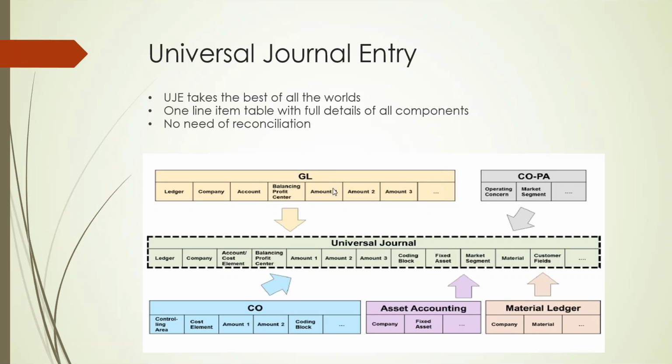Whatever was saved in the tables related to GL will come into the universal journal. Whatever was saved in the tables related to COPA will again come to the universal journal. But make sure this table is only for the line items. The BKPF table will remain as it is. BKPF table is untouched. Even the BSEG table is untouched. So BSEG and BKPF are the tables which will remain untouched, and most of the other tables are removed.